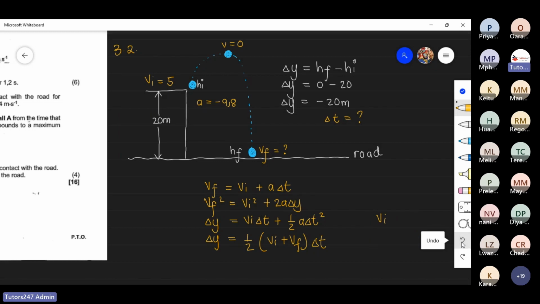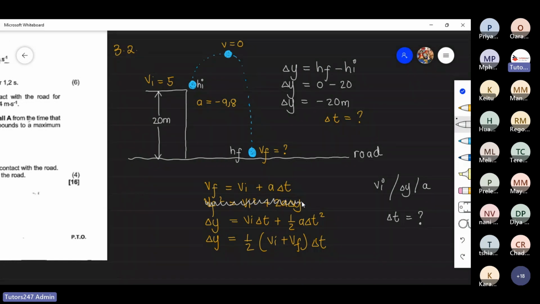So let's have a look at our formulas. Let's see which is the best one that we can make use of, keeping in mind that the only values that we have are initial velocity, displacement, and acceleration, and we need to find delta T. So first of all, what we can do is eliminate any formula that does not have delta T in it, because how can you calculate for time if the formula does not have time within it? So we can eliminate the second formula. It does not have time in it.